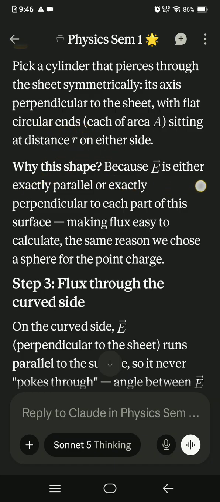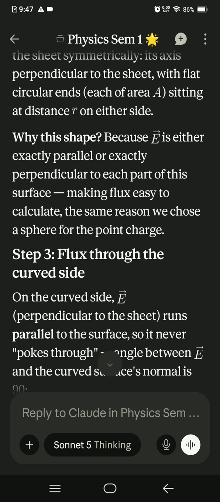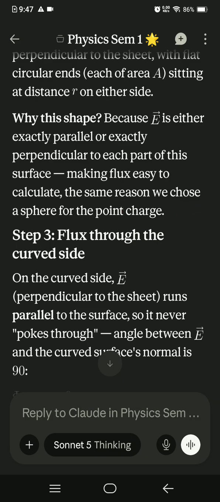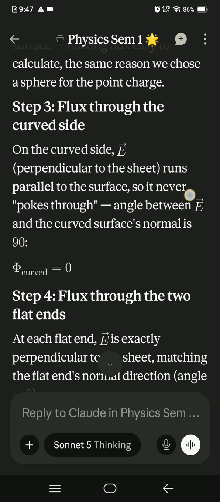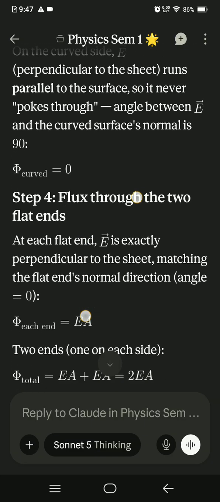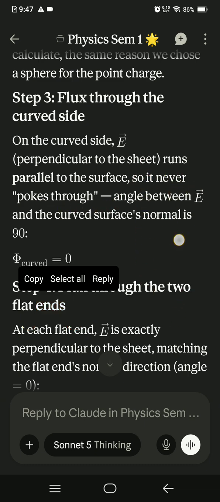Why this shape? Because E is either exactly parallel or exactly perpendicular to each part of this surface, making the flux easy to calculate. Same reason we chose a sphere for the point charge. Flux through the curved side: on the curved side, E is perpendicular to the sheet, so it runs parallel to the surface, so it never pokes through.